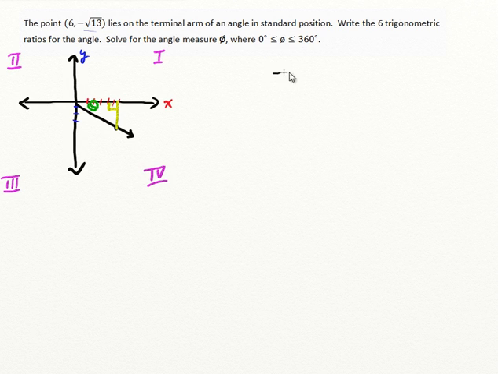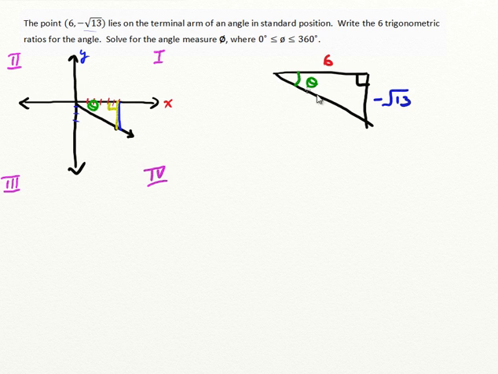Let me just draw this triangle blown up here so we can see it in a little more detail. We have a right angle triangle. We have a right angle in the corner there. Our related acute angle right here is theta. And the measurements: we had 6 on the x-axis, and we had negative root 13, and that was the distance down here on the y-axis.